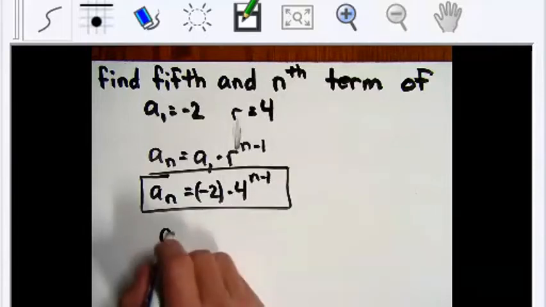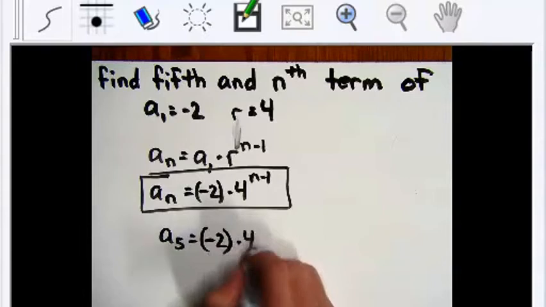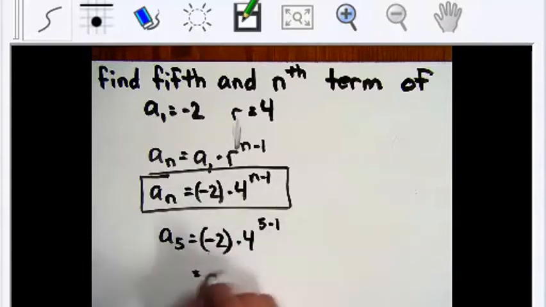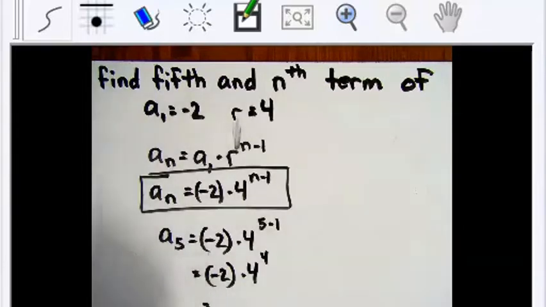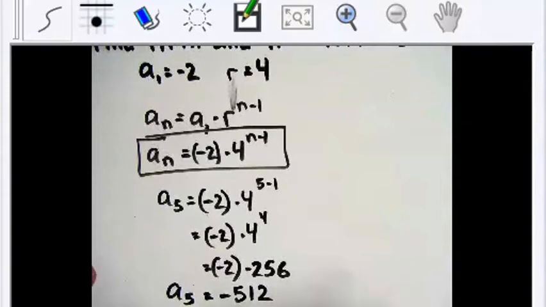And then for the 5th term, that's when we're going to plug in 5 for the n. So times 4 to the 5 minus 1, which is going to be -2 times 4 to the 4th power. Oh shoot, what is 4 to the 4th power? It's going to be 256. And then, so what's that? Looks like negative 512. That would be the 5th term. You guys see that down there? There you go. 5th term of that sequence.